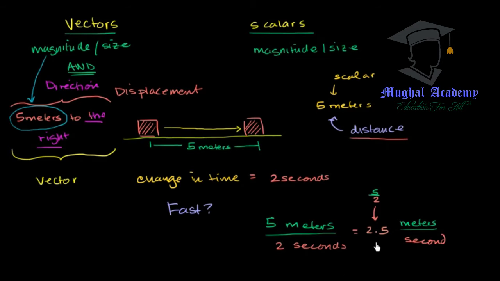So my question to you: this 2.5 meters per second tells you how far it traveled in a certain amount of time. Is this a vector or a scalar quantity? It is telling you how fast it went, but is it giving you just a size, or is it also giving you direction? Well, I don't see any direction here. So this is a scalar quantity. And the scalar quantity for how fast something is going is speed. So we could say that the speed of the brick is 2.5 meters per second.